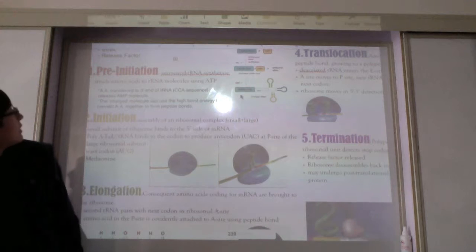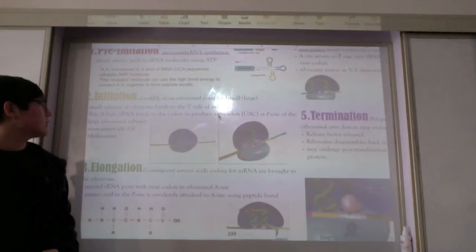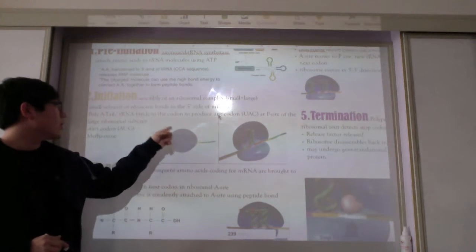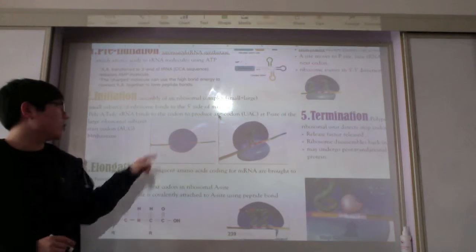And the second step is initiation. Initiation is the assembly of a ribosomal complex. And the ribosomal complex separates into two, small and large. The small subunit of the ribosome binds to the 5' side of the mRNA.